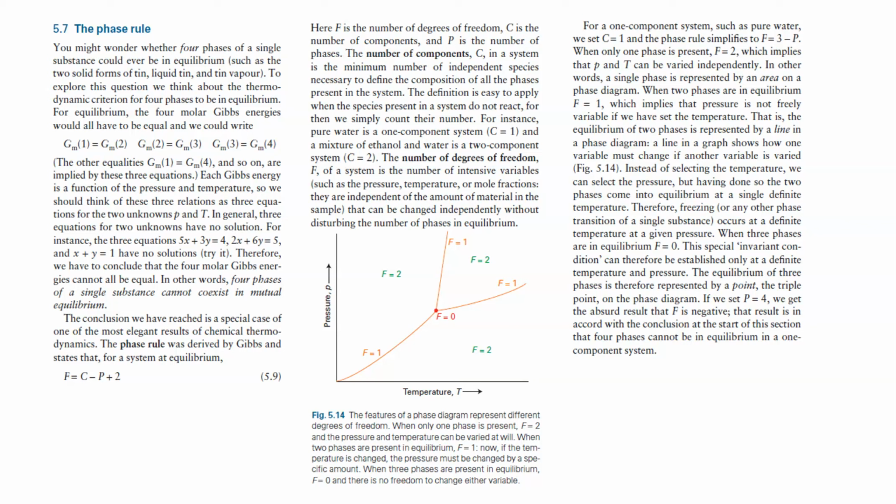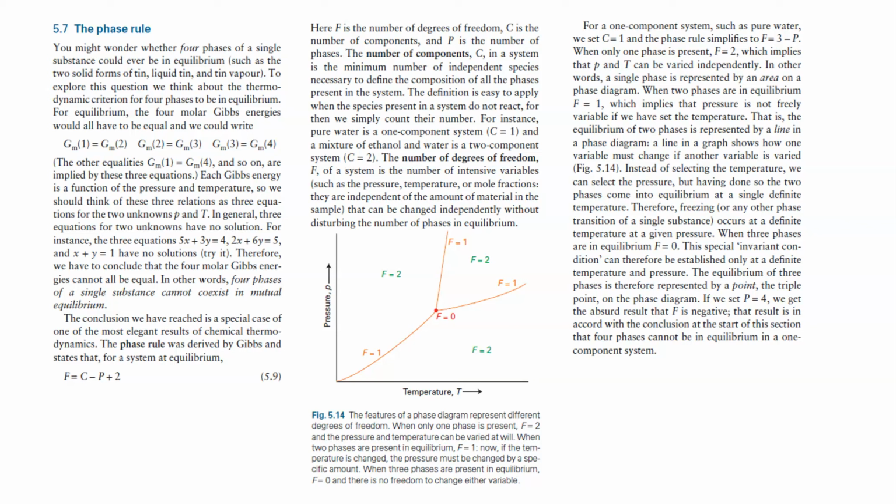In general, three equations for two unknowns have no solution. For instance, the three equations 5x plus 3y equals 4, 2x plus 6y equals 5, and even x plus y equals 1 have no solution. Therefore, we have to conclude that the four molar Gibbs energies cannot all be equal. In other words, four phases of a single substance cannot coexist in mutual equilibrium.